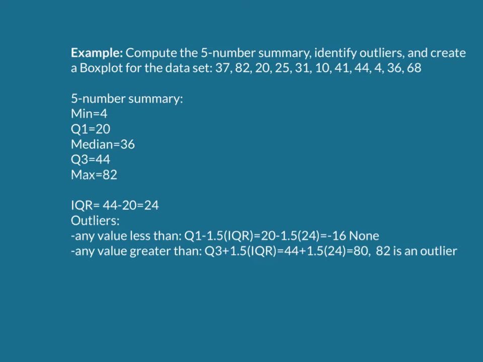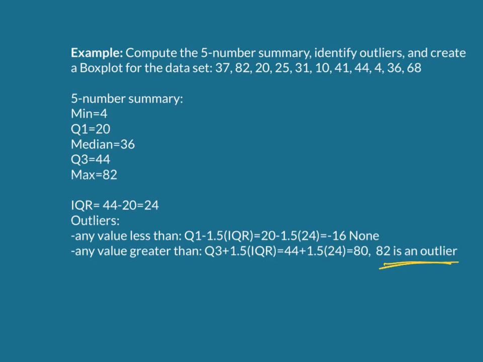So to calculate any outliers, we find Q1 minus 1.5 times the interquartile range, and we look for any value less than that. In this data set, that would be negative 16. All of our values are positive, so there are no values less than negative 16 in our list, so there are no outliers on the low end. However, on the upper end, Q3 plus 1.5 times the interquartile range is 44 plus 1.5 times 24, which gives us 80, which tells us that 82 is an outlier.